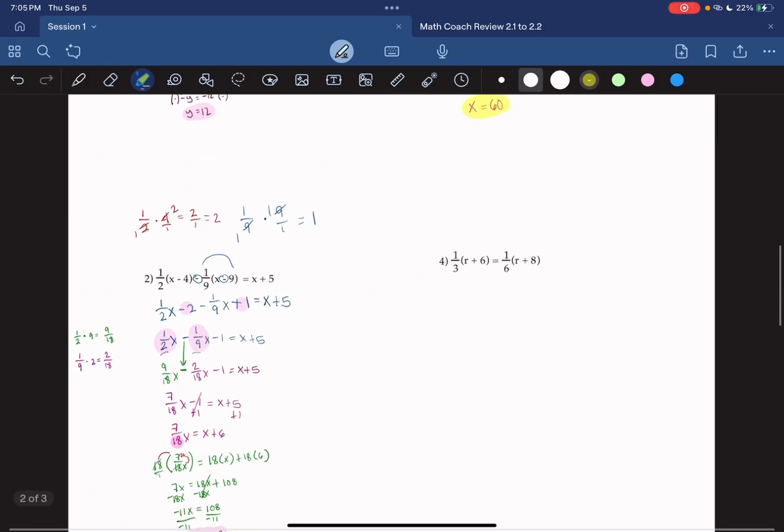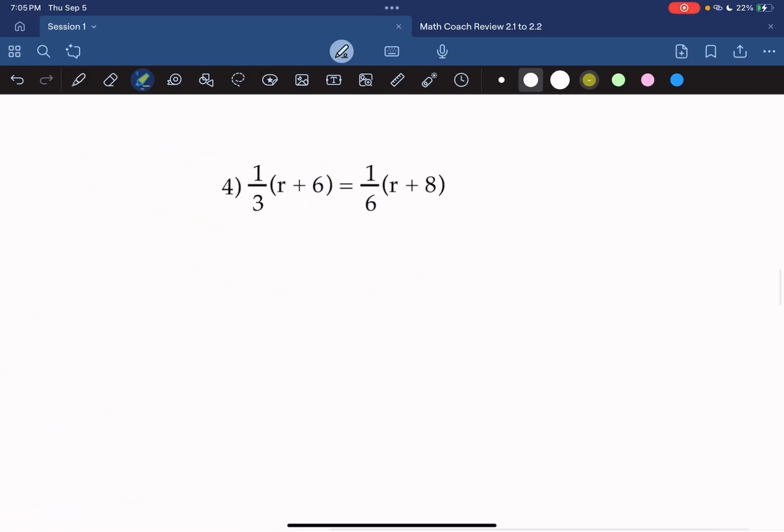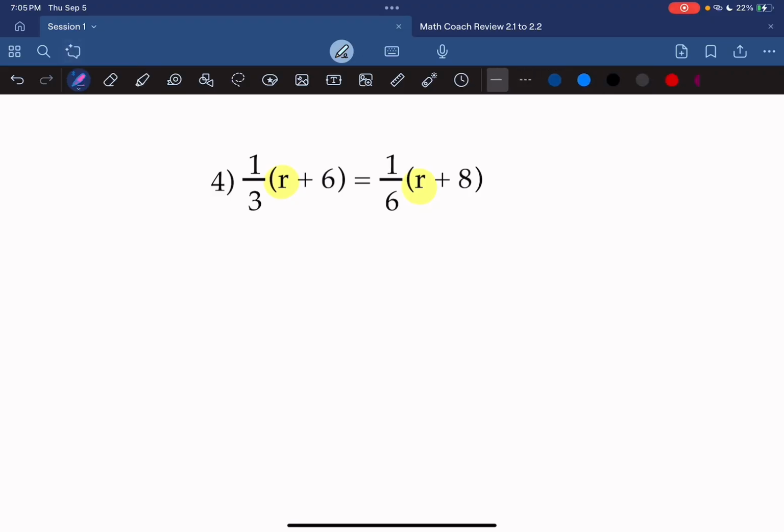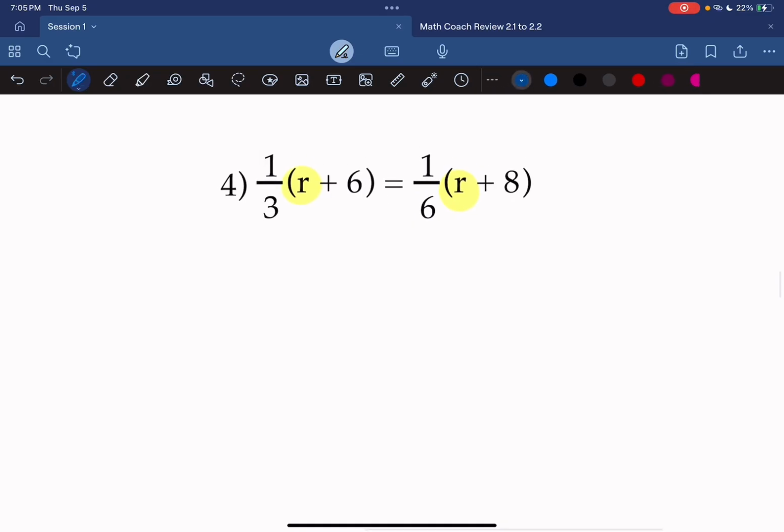Now let's go to number 4. We're halfway there, almost done. So this time we're solving for r. Even though it's a different variable than what you might be used to, it's the same concept. So we would do the same thing. Let me go to blue. So 1/3 times r is going to be 1/3 r plus, because it's a positive and a positive.